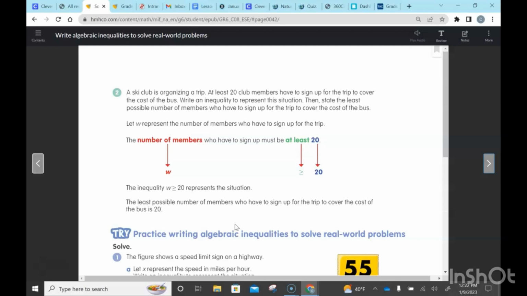So we know the number of members, W, who have signed up must be at least 20. So what you can see here, W is the variable, number of members, has to be at least 20. Now it can be equal to or greater than 20. So the inequality W is equal to or greater than 20 represents this situation. Why is that? The least possible number of members who have to sign up to cover the cost of the trip is 20, but it can be greater than that. So since it's either 20 or greater, that's when you put the line underneath the symbol there. So W is either greater than or equal to 20 would represent the situation.